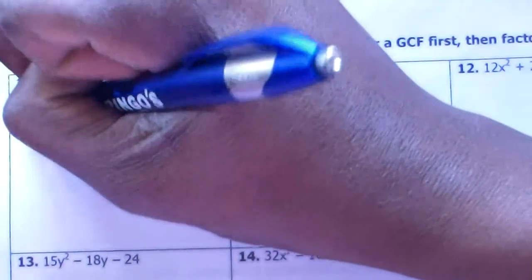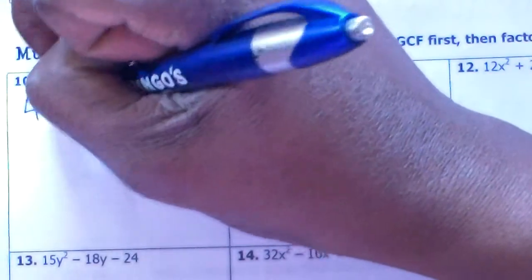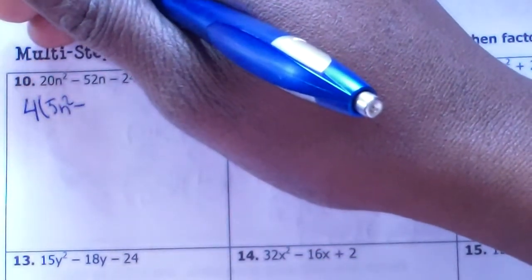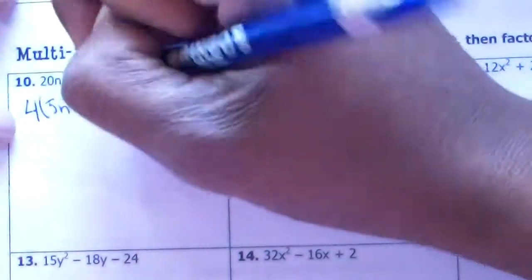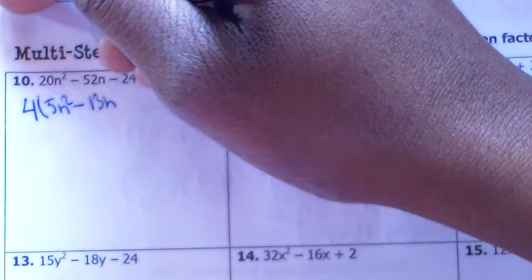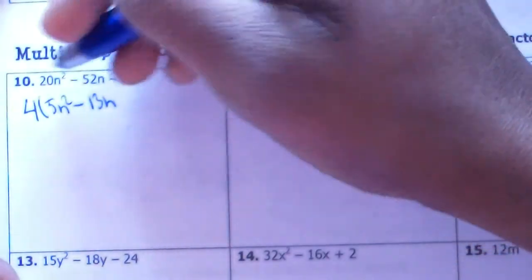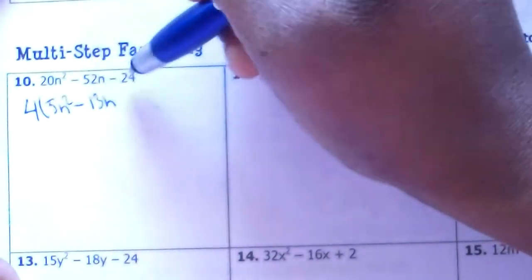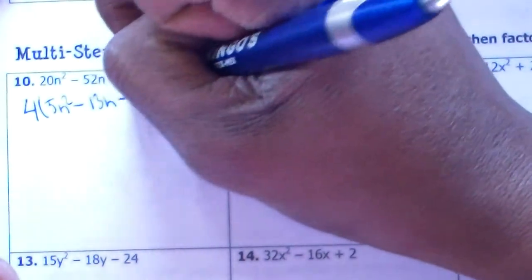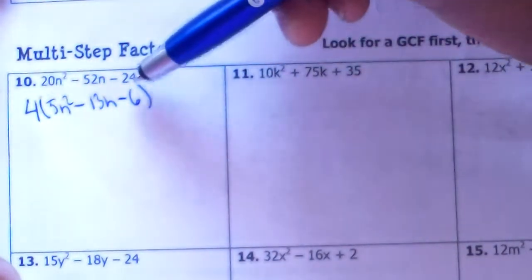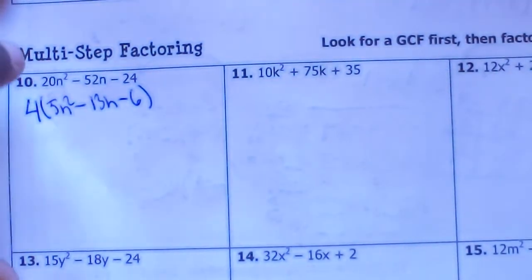So if we factor out a GCF of 4, that leaves us with 5n squared minus 52 divided by 4, I think is 13n. And then 24 divided by 4, we know that is 6. Let me see. Divided by 4 is 5n, divided by 4 is 13, divided by 4, it's going to be -6. Yep. 20, -52, -25. Just double checking.